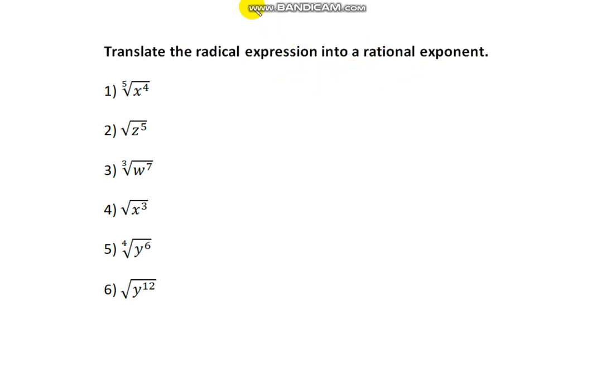Okay, so just as a reminder, the rule I went over last class was that the nth root of a raised to some power m is the same thing as a raised to the m divided by n. Okay, so if we want to translate the radical expression here, n is 5, m is 4. So this is basically x raised to the 4 over 5.